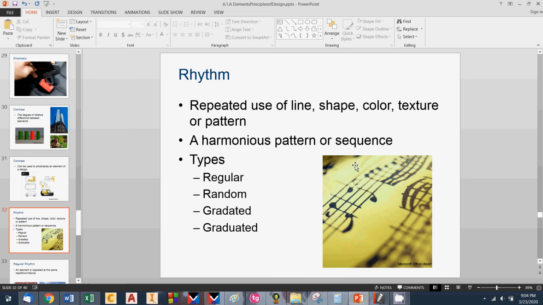Another principle of design is rhythm. Rhythm involves repetition. We have the same type of thing over and over again. Now, it doesn't have to be exactly the same, but it has to be close enough that we associate all of those things together.